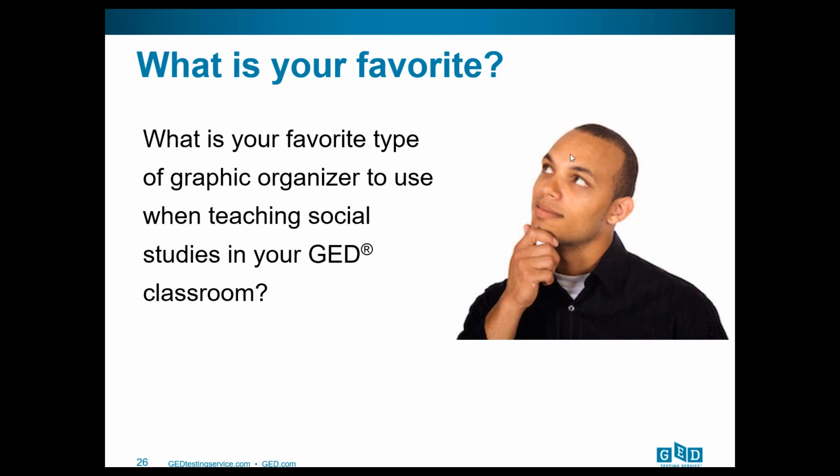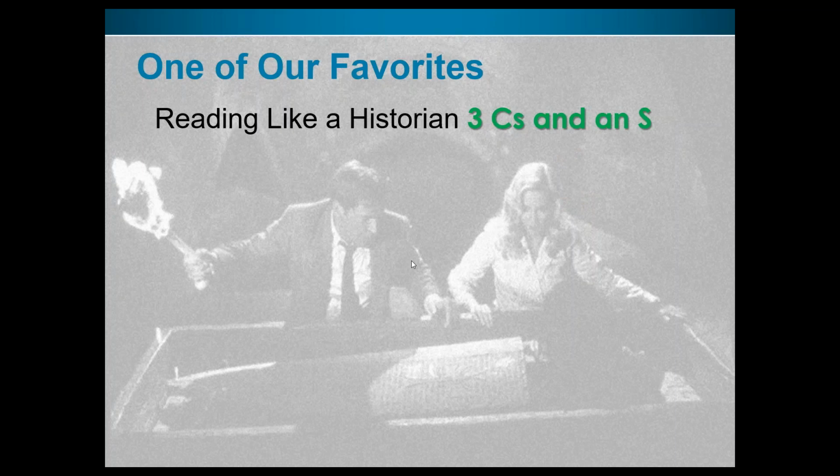So let's talk about some that we've used in working with the GED social studies. One of our favorites happens to be Reading Like a Historian, and that deals with 3 C's and an S. And what do I mean by that? Well, I'm talking about, first of all, looking at the source of a text.